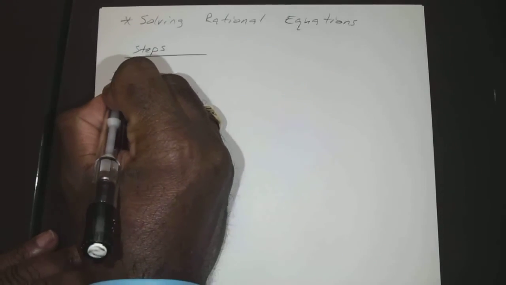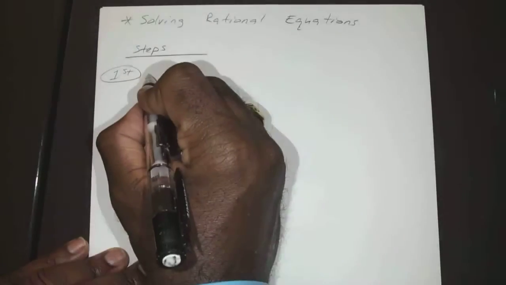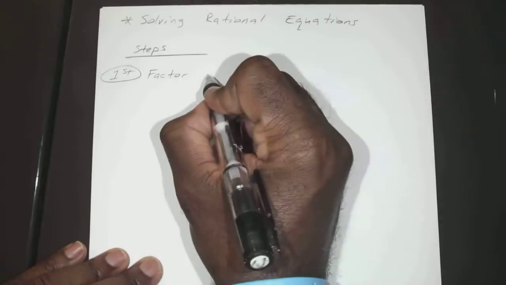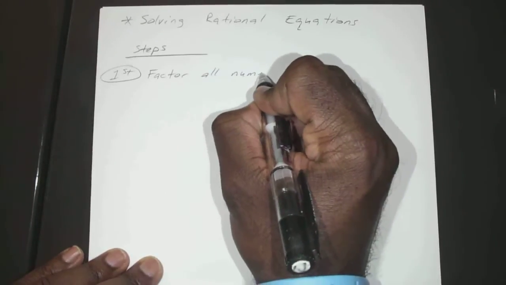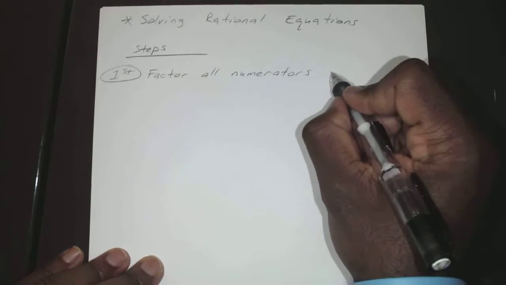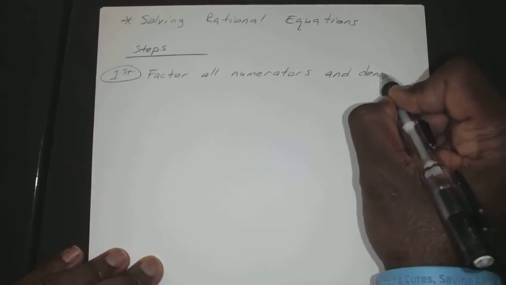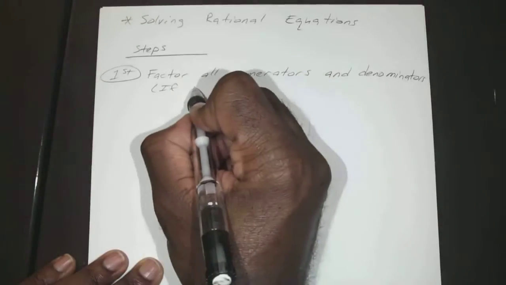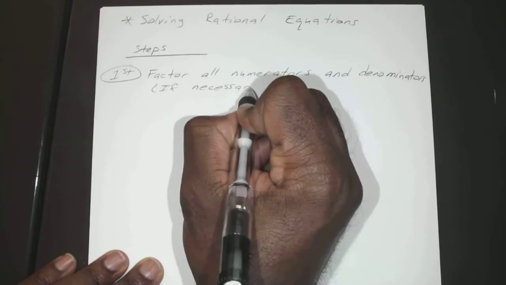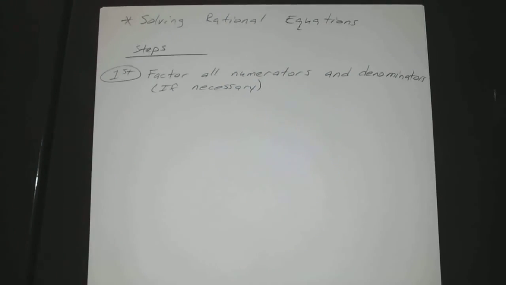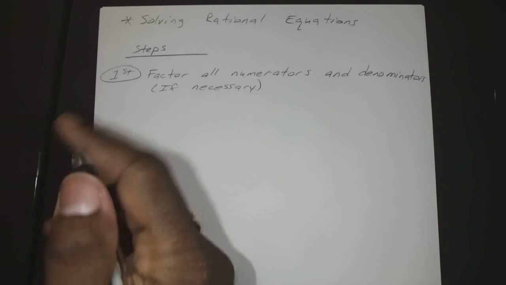Okay, so your first step, you want to factor all of your numerators and denominators. That's if you have to. You don't always have to. So factor all numerators and denominators. Again, that's if it's necessary.